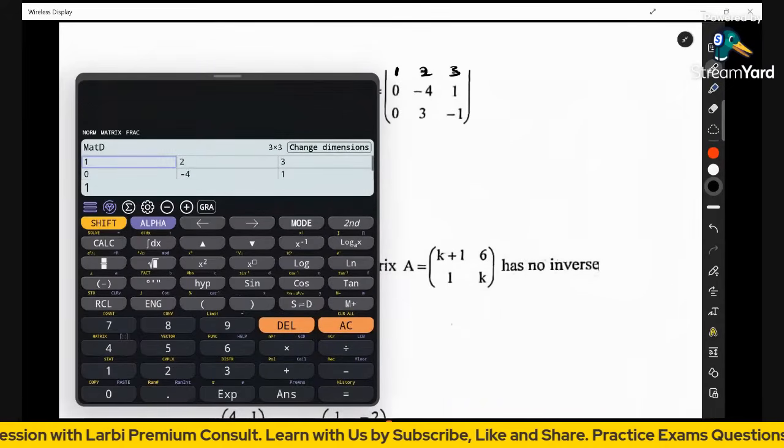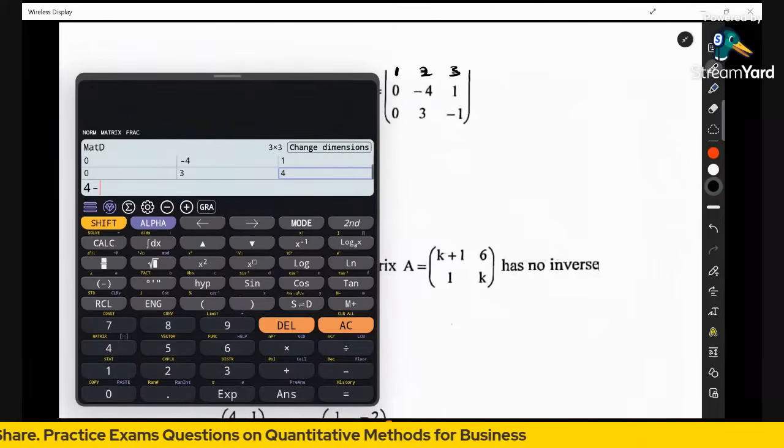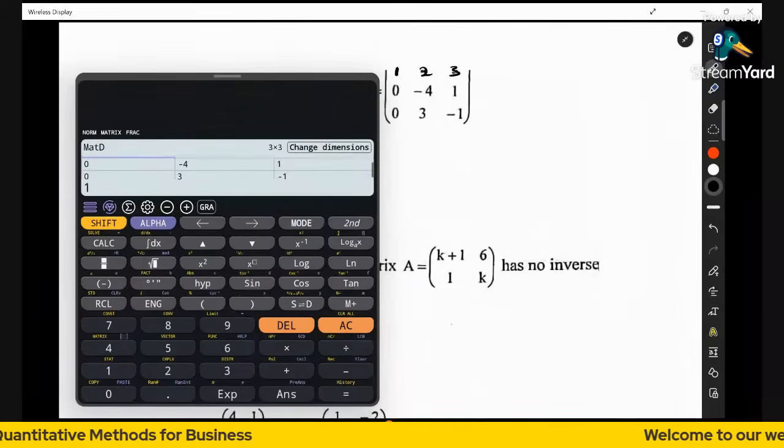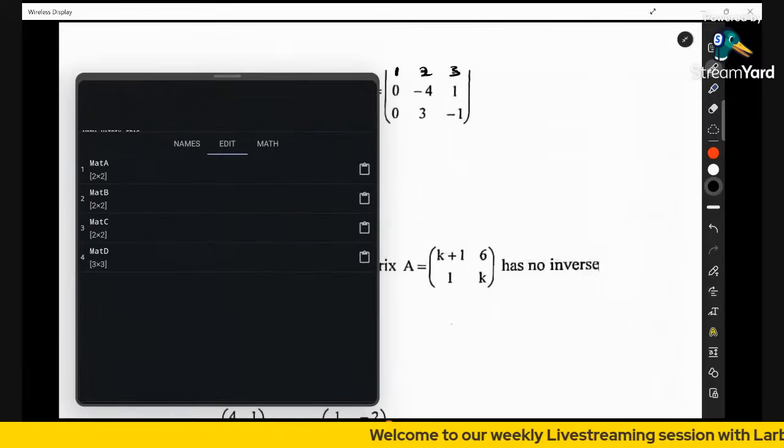So you're having 1, 2, 3, 0, -4, 1, 0, 3. Oh, the last one here was -1. I think so, -1 or 4. So when you do that, you should be able to get a different one. Okay, so I see.